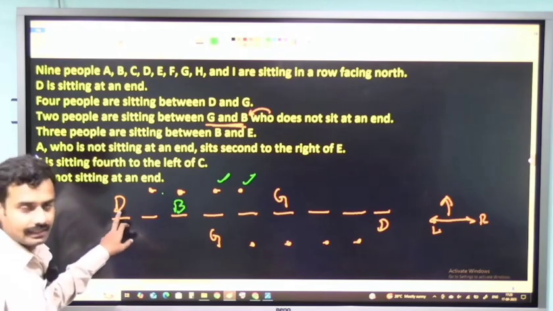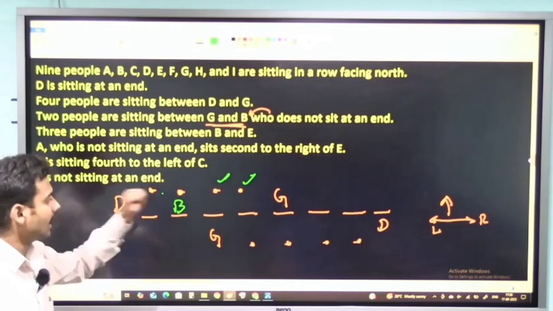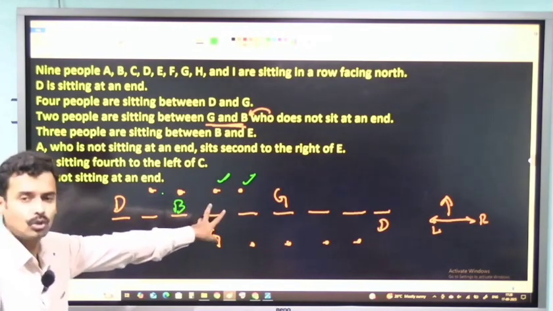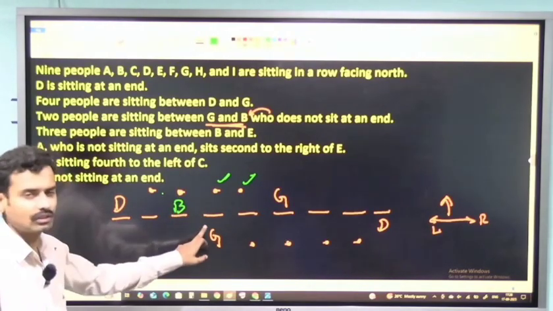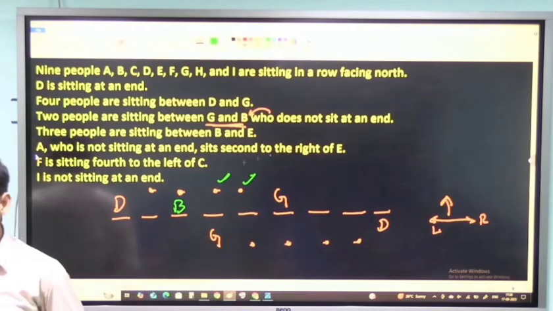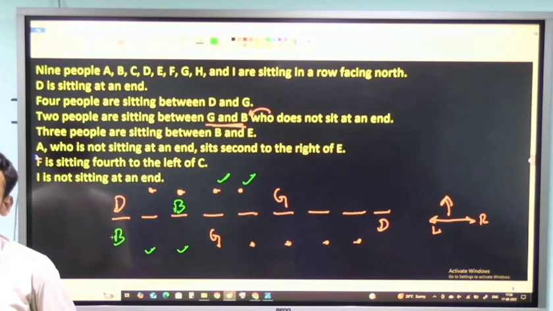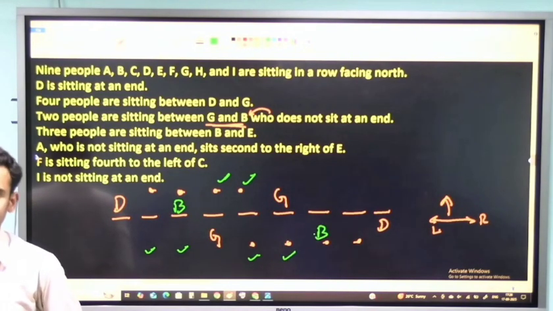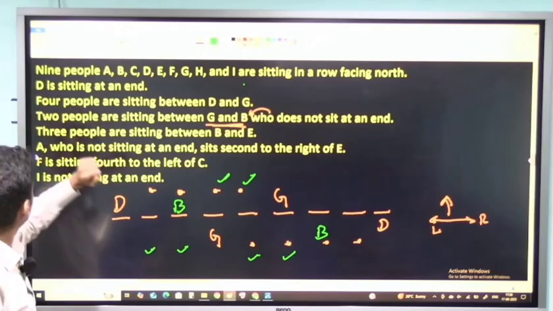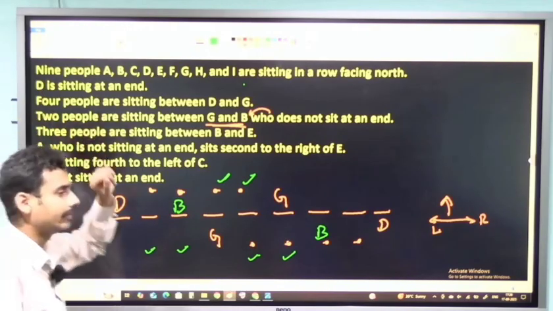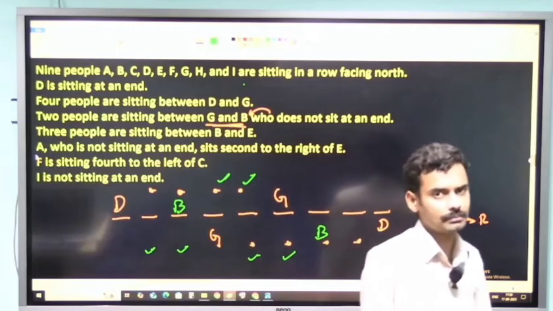D is sitting at the end, between D and G there are 4 persons, between B and G there are 2 persons, and also B is not sitting at the end. I have considered all the conditions. Similarly, I will try to fix B in the second condition. In the second condition, G, 1 person, 2 person. If I take B here, again B is coming at the end, which is not allowed. So I will not take B to this end. Instead, I will be taking B to the other end. 1, 2, I can take B here. Now, in both the conditions, I have satisfied this one and this one. This is done, this is done, this is done. So we have satisfied 3 hints in both the cases.